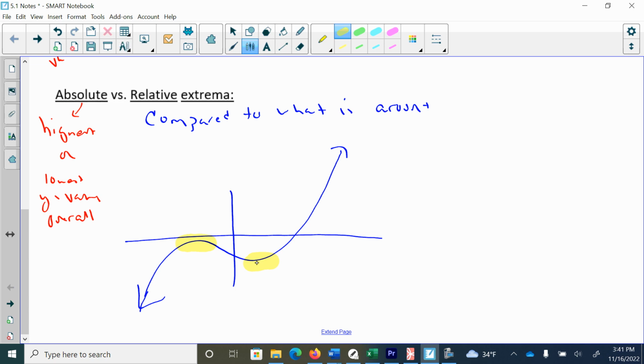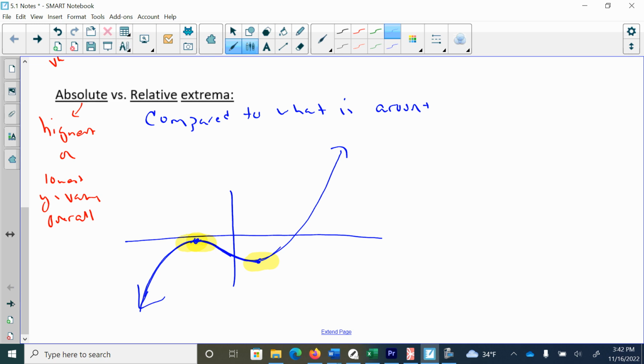Looking at what's around it, this would be the highest point that I see around it, and this here would be the lowest point that I see around it. Basically, it's telling you when your graph changes directions. Here, my graph is increasing, increasing, increasing. I hit this relative max, and then my graph starts decreasing. Then I'm decreasing, decreasing, decreasing, hit this relative min, and then I start increasing. So a relative extrema just compares what it's around.